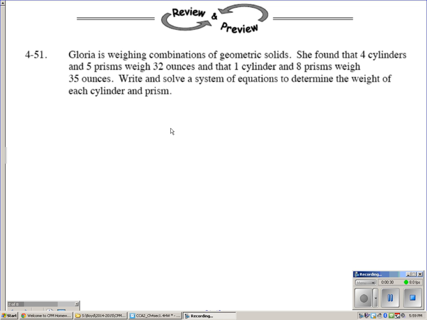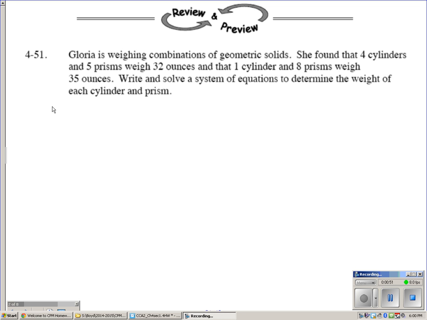All right, let's help Gloria out. Remember, if we're going to solve a system of equations, that means we're going to have at least 2 equations, which means we're going to need at least 2 variables. The things that we don't know here are the weight of each cylinder and prism, so I'm going to define my variables first.